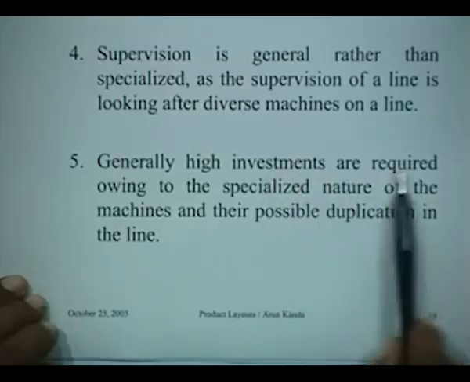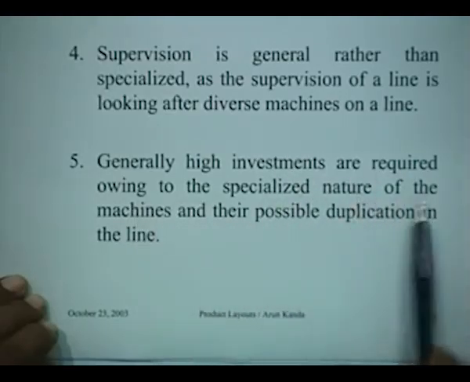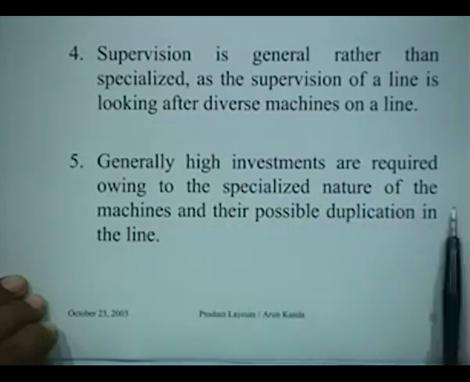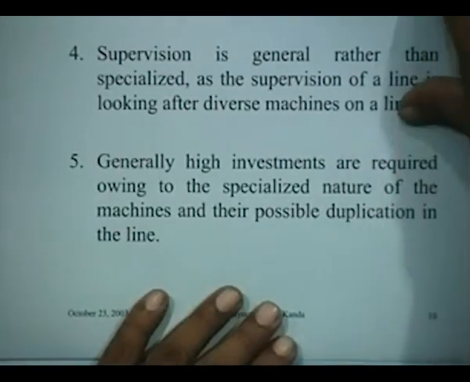Generally, high investments are required owing to the specialized nature of the machines and their possible duplication in the line. So this is also possible here.